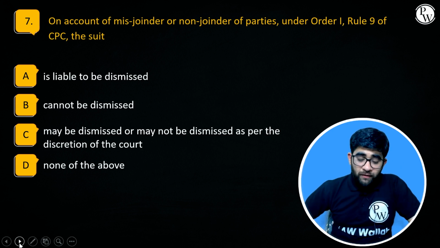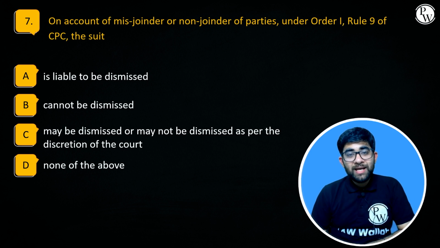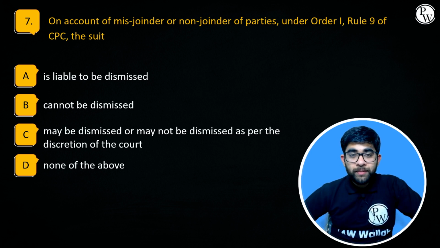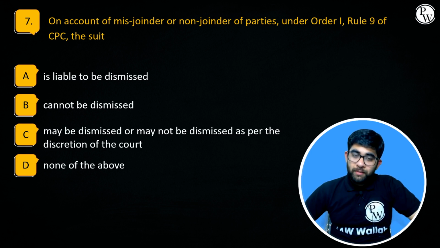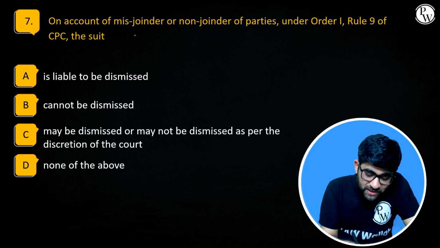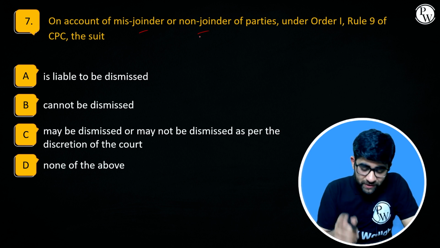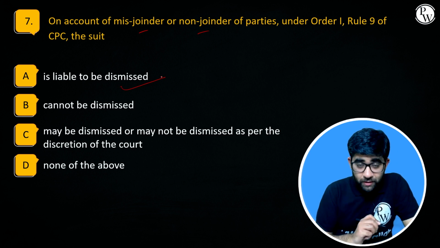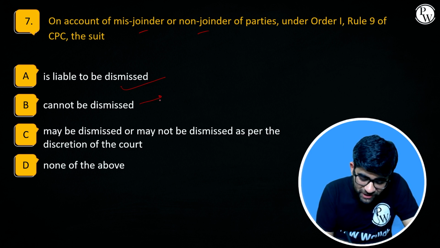On account of misjoinder or non-joinder of parties, under Order 1 Rule 9 of the CPC, the suit is liable to be dismissed, cannot be dismissed, may be dismissed or may not be dismissed as per the discretion of the court, and none of the above. The answer to this is C. Again, for misjoinder and for non-joinder of parties, the suit is liable to be dismissed, but now a fair opportunity shall be given.